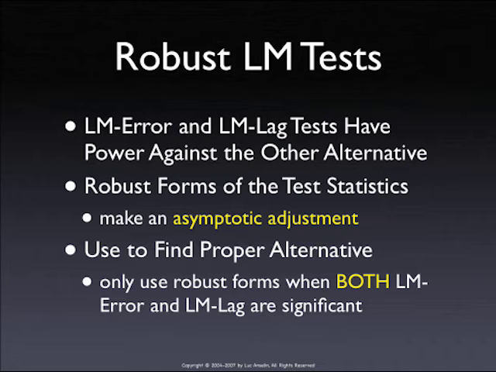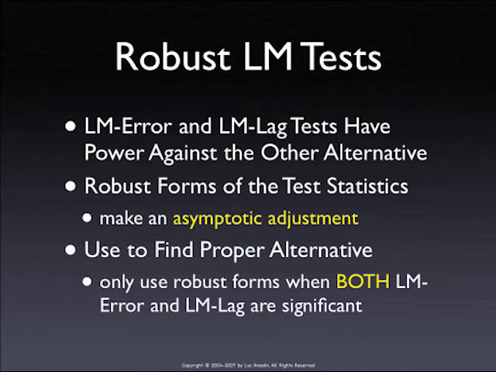And what happens typically is that you have the LM test and the error and the lag test, and you do this correction, then one of these will stay significant and the other one will not be significant. And that then points you into the right direction of the proper alternative. That's the rationale behind these robust LM tests.